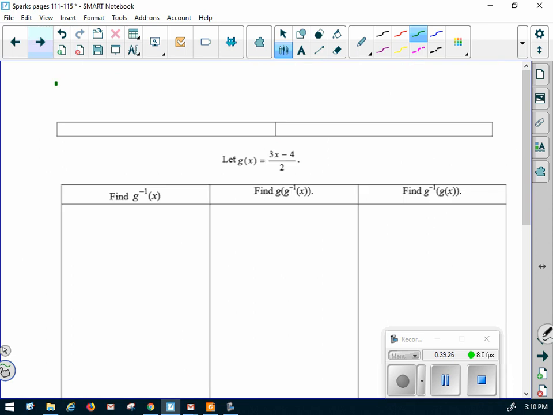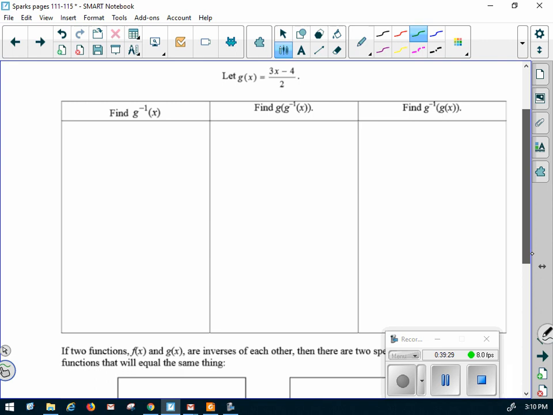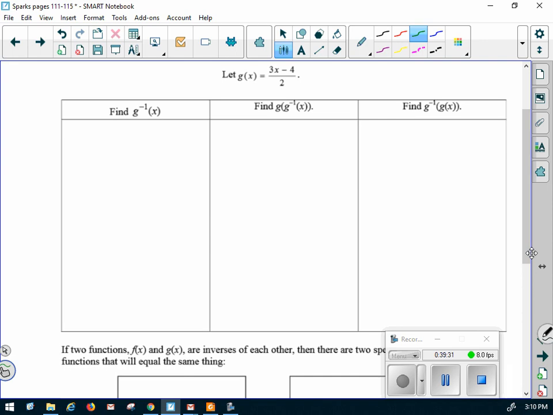Then we just have one more page? All right. We got 15 minutes. Find G inverse. Go.